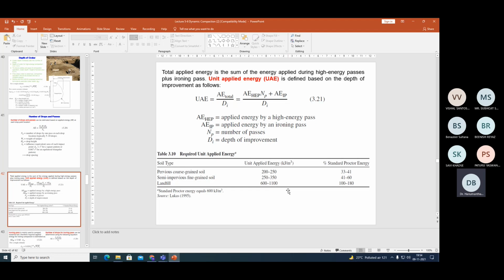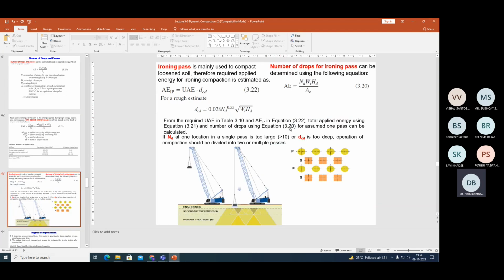I also reiterate, as the soil becomes finer and finer, more and more energy is required. The importance of this table is that when you design the deep dynamic compaction, you can directly pick up this unit applied energy, and it can be distributed between the ironing phase and the high energy pass. The same thing has been done here.